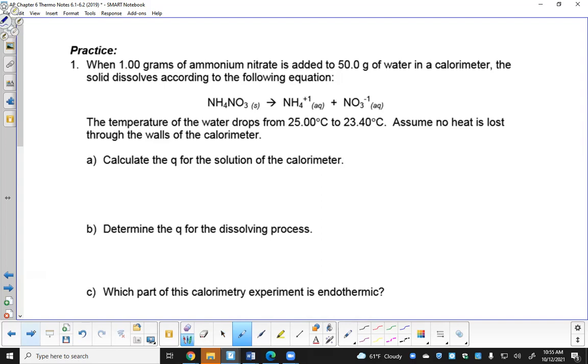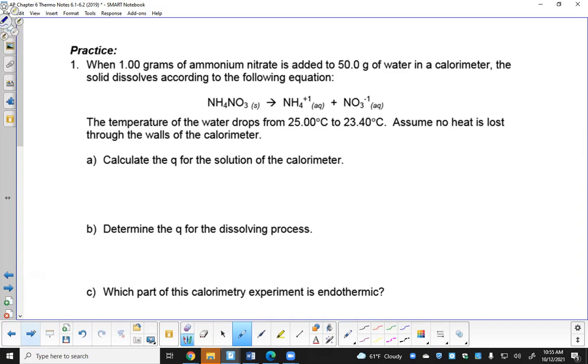Here, we're going to do 1 gram of ammonium nitrate placed in 50 grams of water in a calorimeter. We got the reaction that takes place. It's a dissolving process. That's basically all that's happening there. And when that happens, the water temperature drops from 25 down to 23.4. No heat is lost through the walls of the calorimeter. And we want to figure out what's going on in that dissolving process and calorimeter.